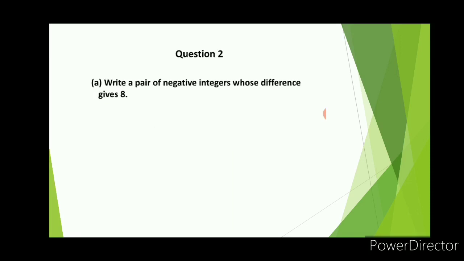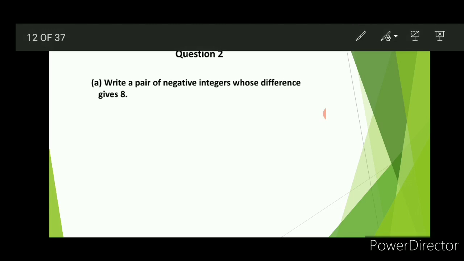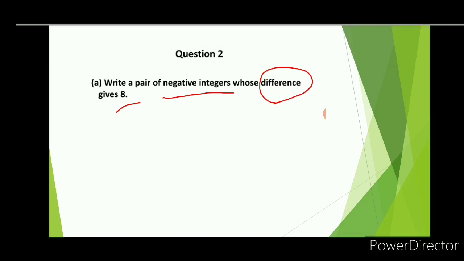Question number 2. Write a pair of negative integers whose difference gives 8. See, here it is particularly mentioned. We should select a pair of integers. Both are negative integers whose difference is 8. Okay. See, we should select two negative integers. In between the negative integers there should be a minus sign, because here they are asking the difference, right?